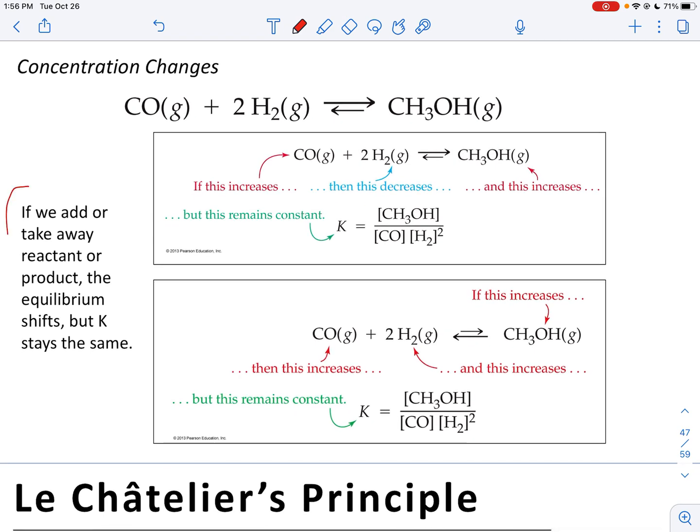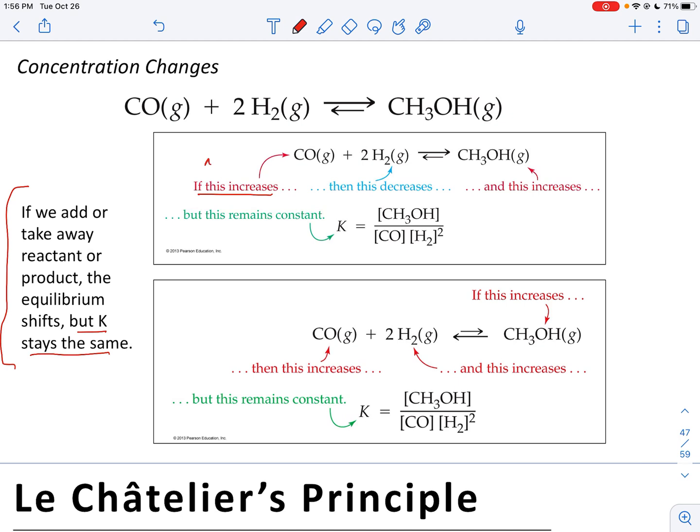So let me read this statement over here on the left first. If we add or take away reactant or product, the equilibrium shifts, but remember K stays the same. Why? Because it's a constant, okay? So here's our reaction. We have carbon monoxide plus hydrogen gas makes methanol, CH3OH. So let's walk through this top box where it says if this increases, meaning if we increase the concentration of carbon monoxide here, which is a reactant.